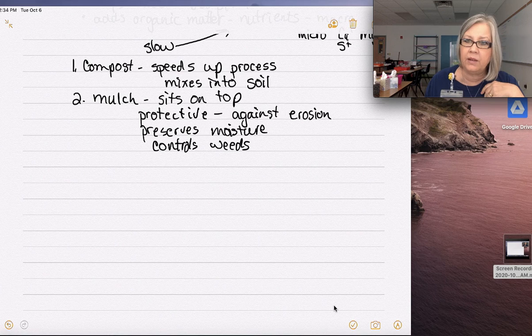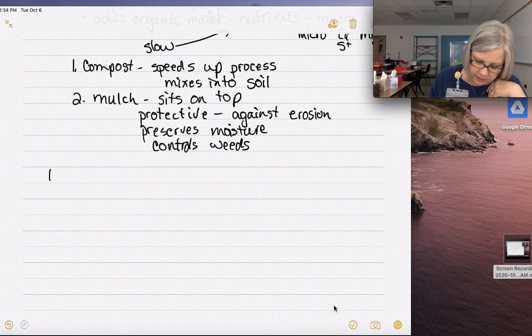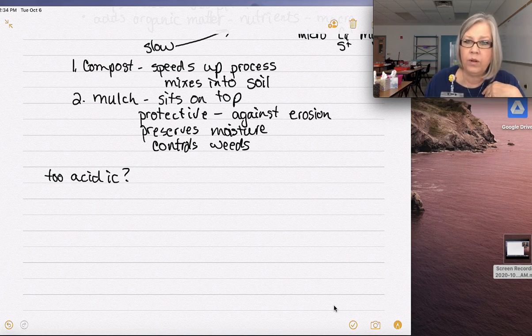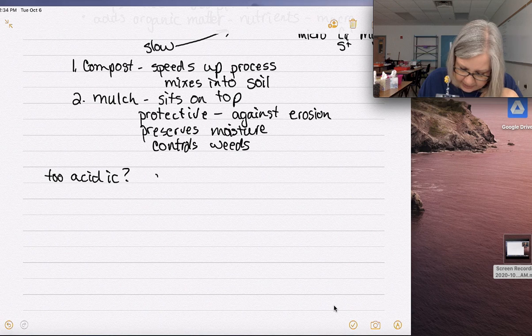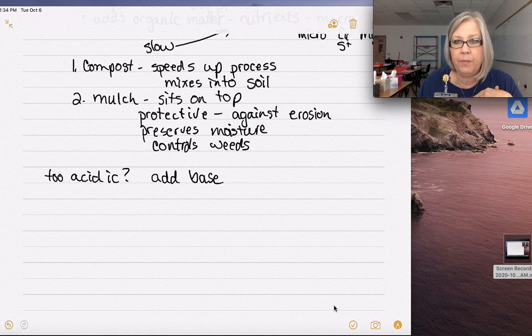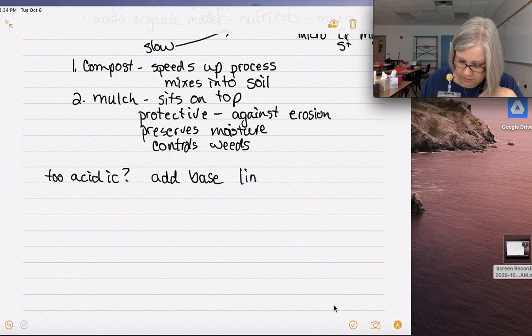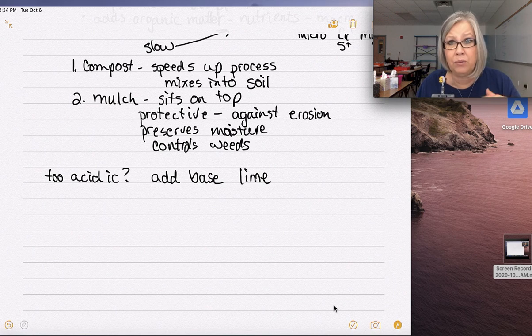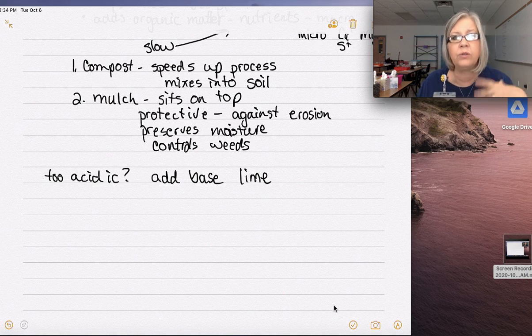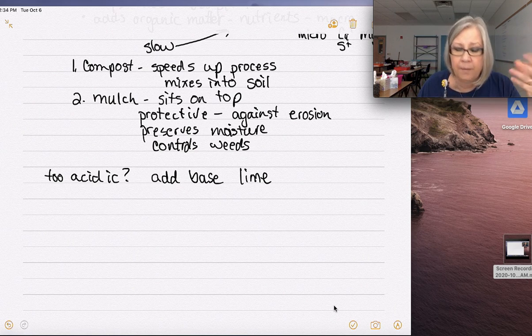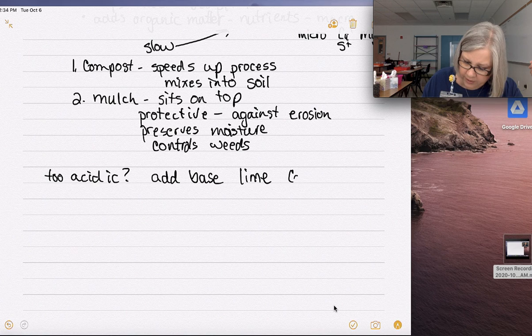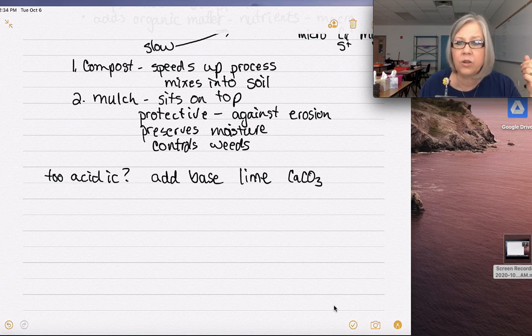What else are we going to amend for? Well, what if your soil is too acidic? What do you think we'll do? Well, we'll add a base. So what kind of base are we talking about? The big one here is lime. Now, if you'll recall, limestone has lime in it, and it has a higher pH. All right, so it's pretty easy to find. Crushed up lime, you can put it on. And what we're looking for here is your CaCO3. So our calcium carbonate is the basis of lime.